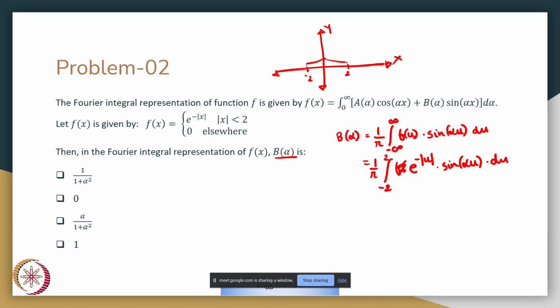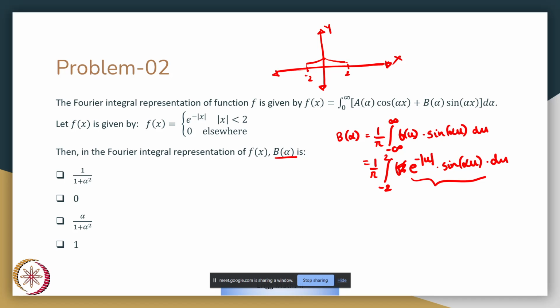So we could further split this integral into minus 2 to 0 and another integral from 0 to 2 and substitute mod of u properly. For the negative case, minus mod of u will be u, whereas for the positive case, minus mod of u will simply be minus u. So we could do that, or we can make a quick observation here.